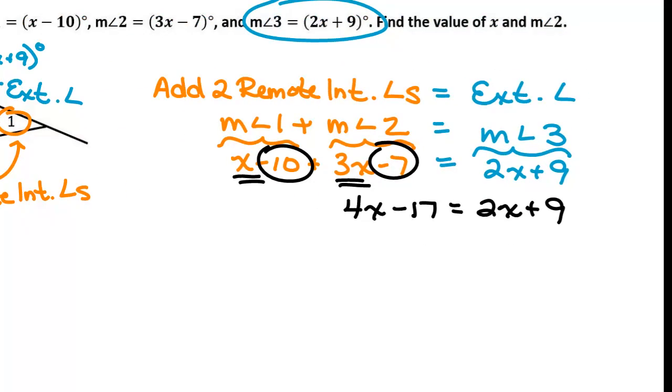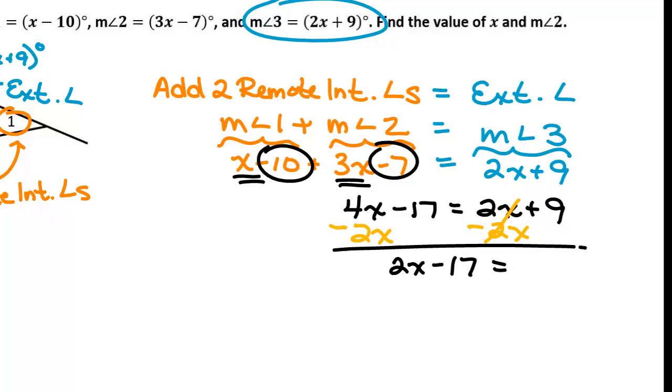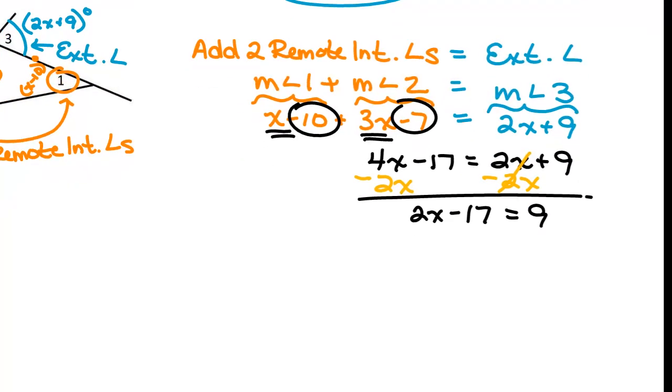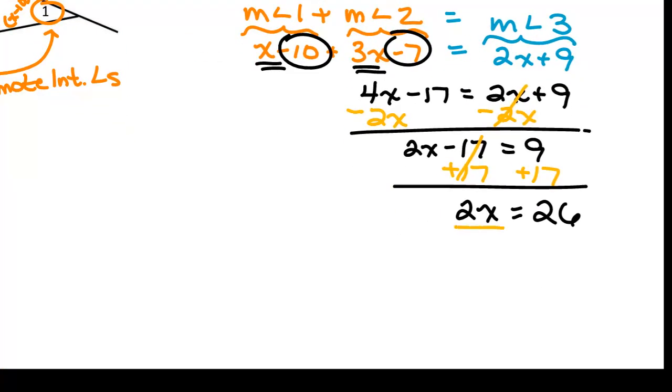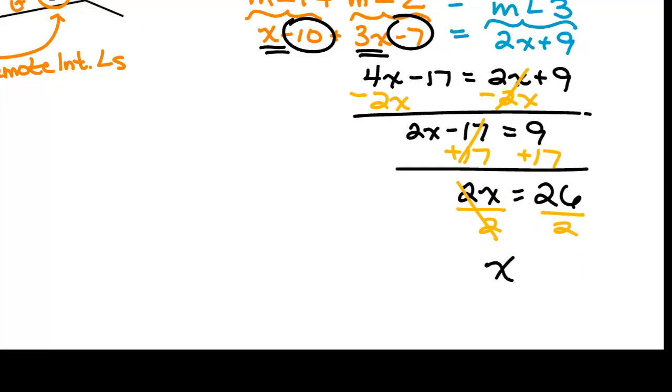Now I need my x's on the same side, so I'm going to minus 2x from both sides. So that gives me 2x minus 17 equals 9. Then we add 17 to both sides. What is 9 plus 17? 26. So 2x equals 26. Then we divide both sides by 2. What is half of 26? 13. So x is 13.